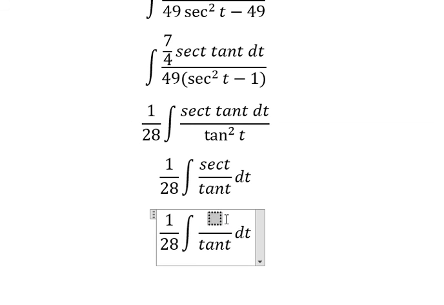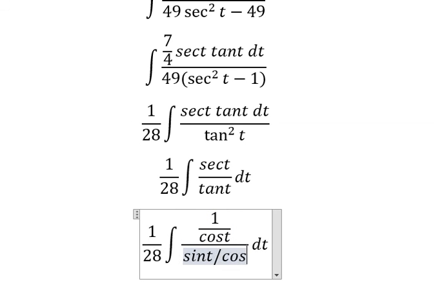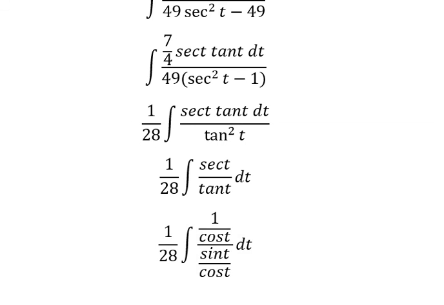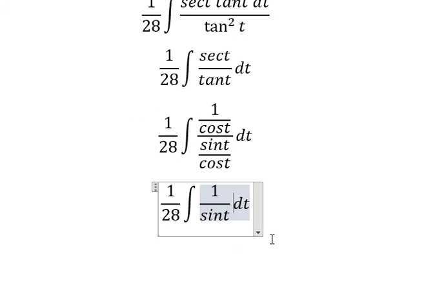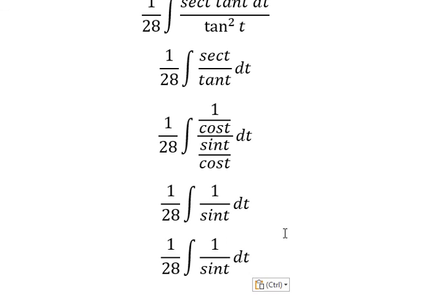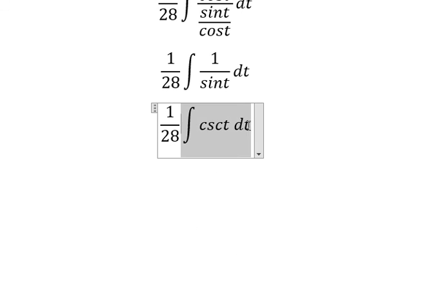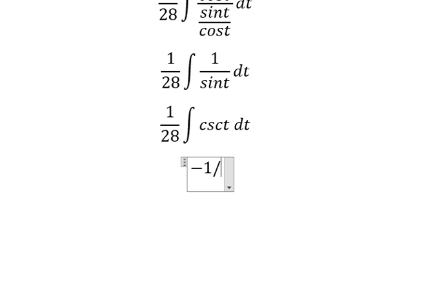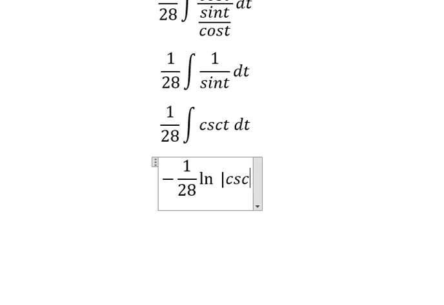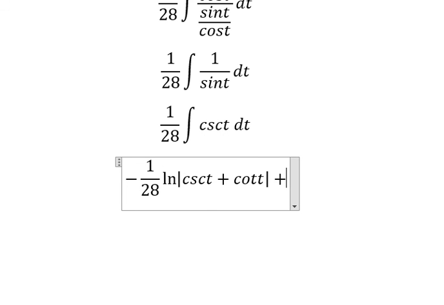This one we change to 1 over cosine t over sin t over cosine t. And now we simplify and we got 1 over sin t. This one we have cosecant of t. The integration of this one, we have negative 1 over 28 ln of the absolute value of cosecant of t plus cotan t, and I will put plus c.